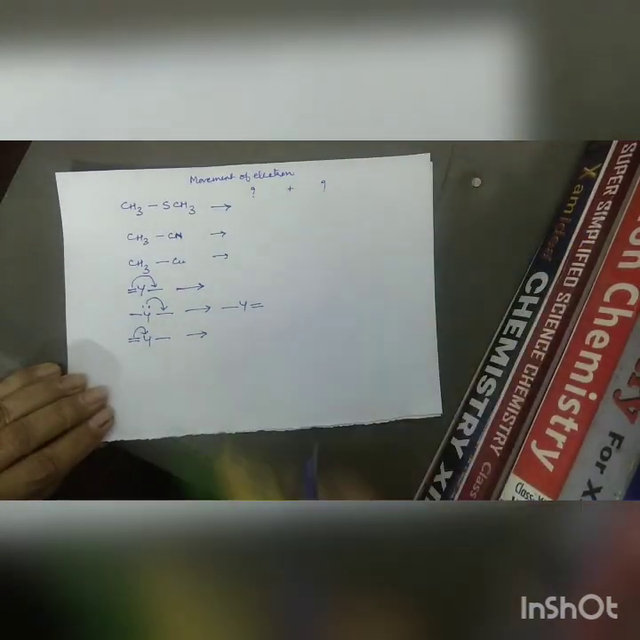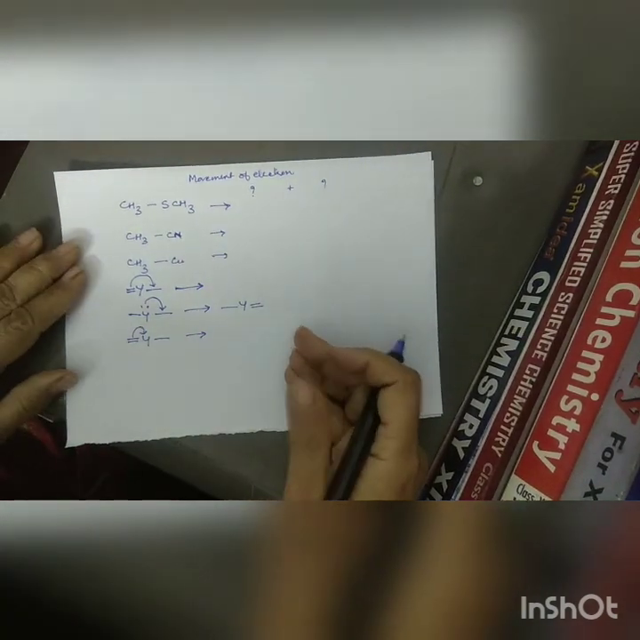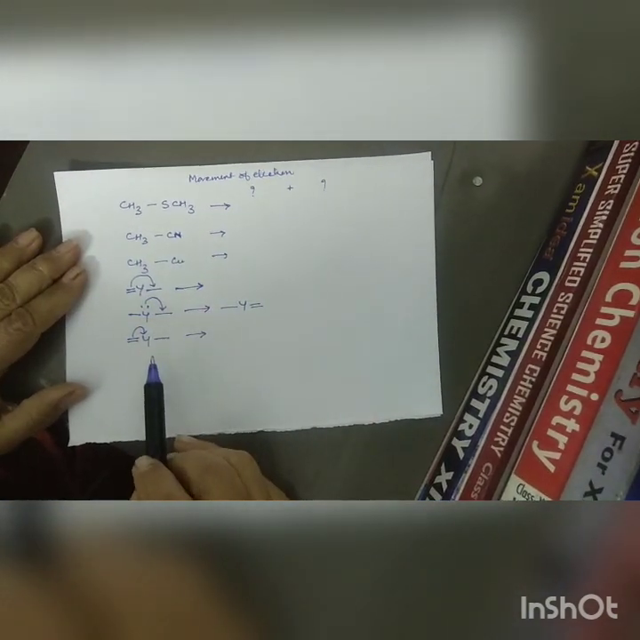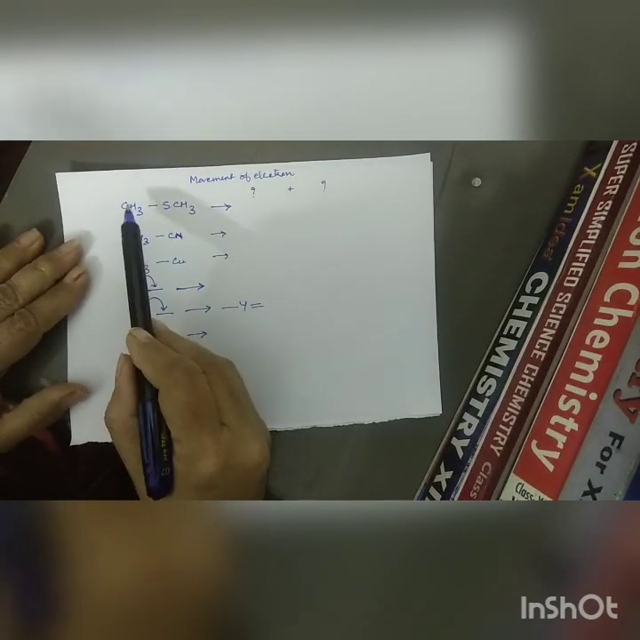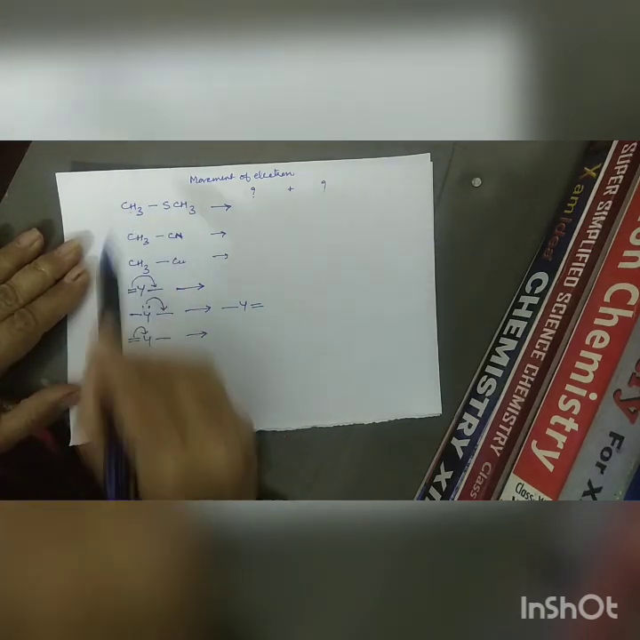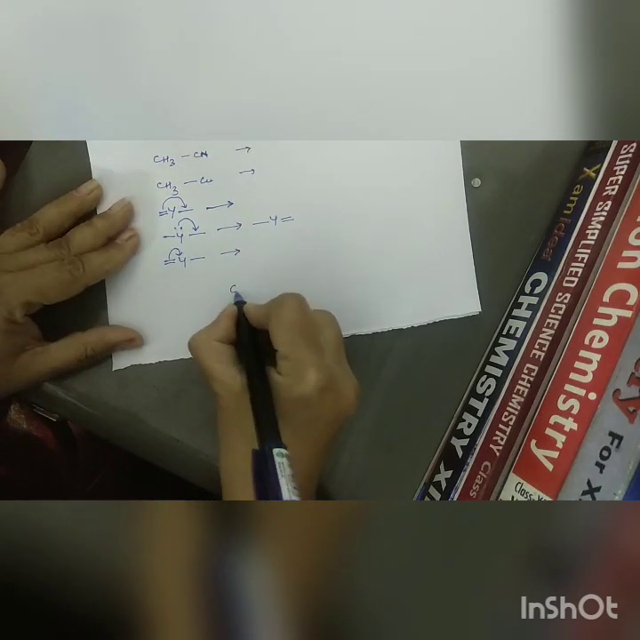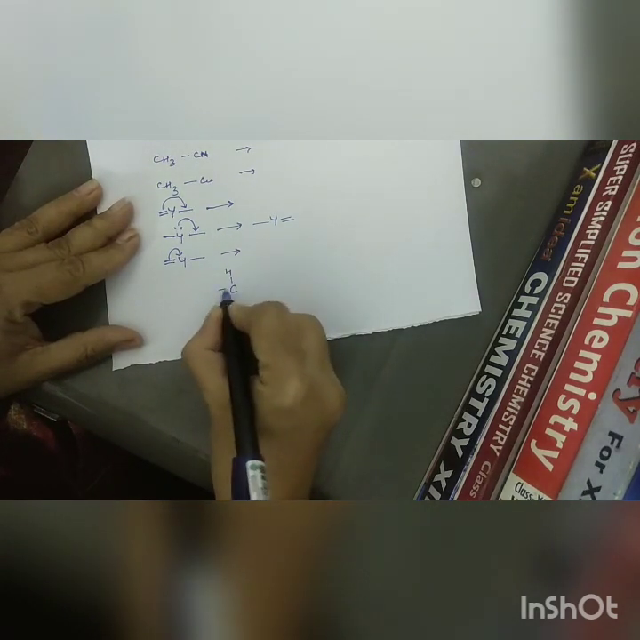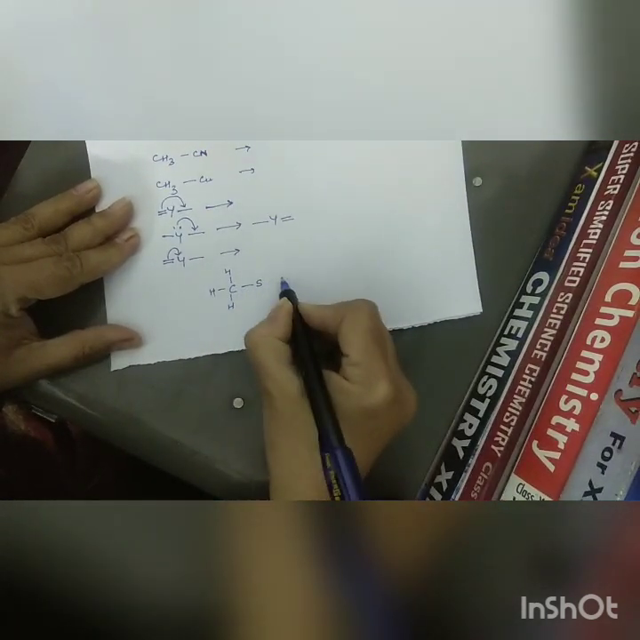Movement of electrons. Let us see what will happen and how to show the movement of electrons in these cases. Suppose we have a single bond, a sigma bond, between CH3 and S. So let us imagine what is the actual picture. The actual picture is CH, H, H. This is the CH3. Then a single bond to S.